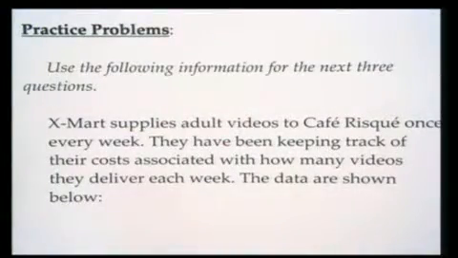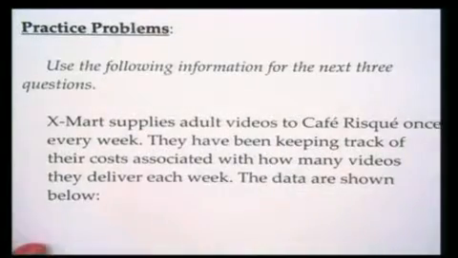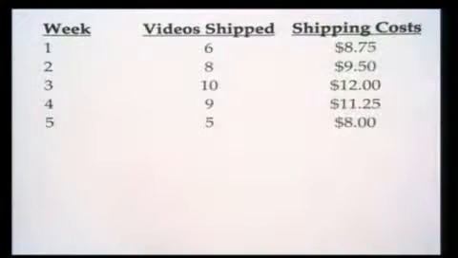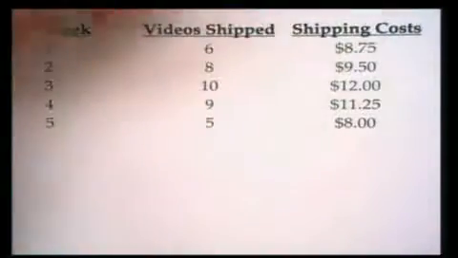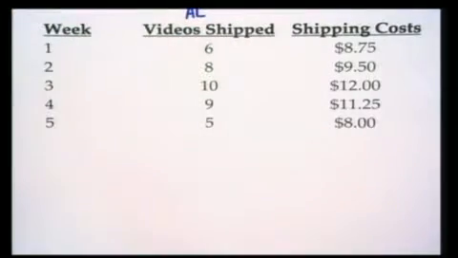So it says here, XMart supplies adult videos to Cafe Risque once every week. They've been keeping track of their costs associated with how many videos they deliver each week. The data are shown below. Now, before we go any further, what do you need to do? You need to go with the highest and lowest period. Now, of course, what do we usually use as our highest and lowest? Good. You see, this is the cost, but this is the activity level. That's the activity level. So we're going to go with the highest and lowest activity level as our gauge for how to do this.